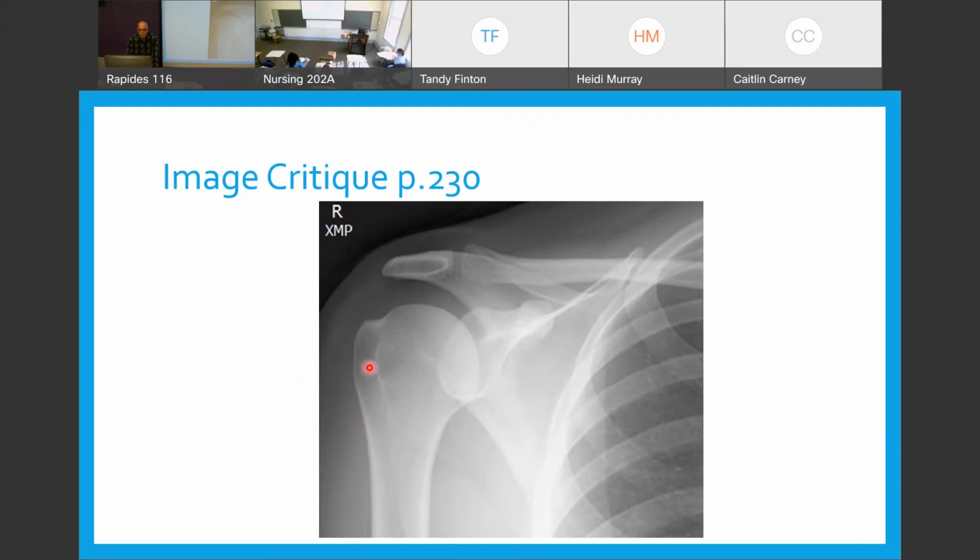Here's your two greater and lesser tubercles right here. And this greater is pushed out. It's got that big rounded side to it. Are you okay? Is everybody okay?